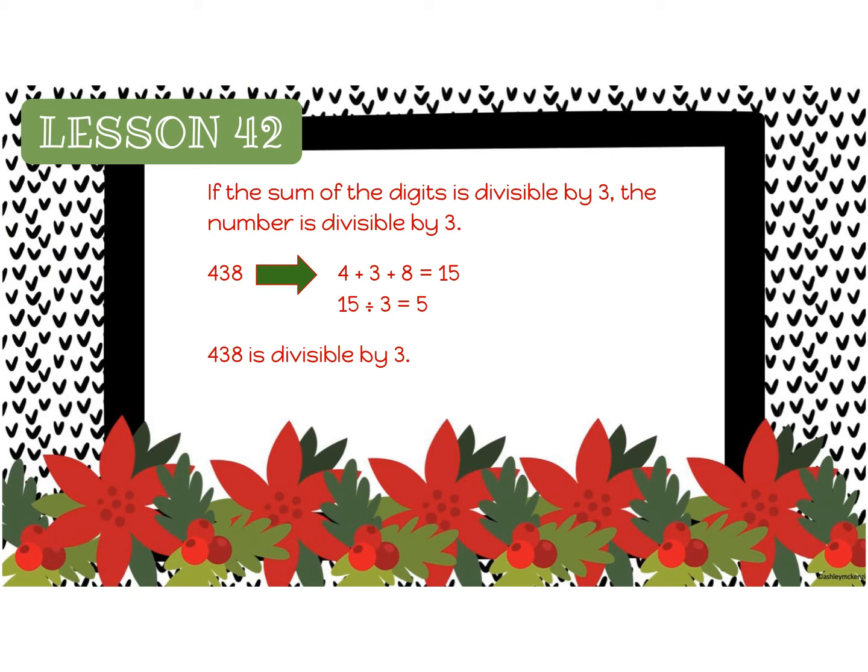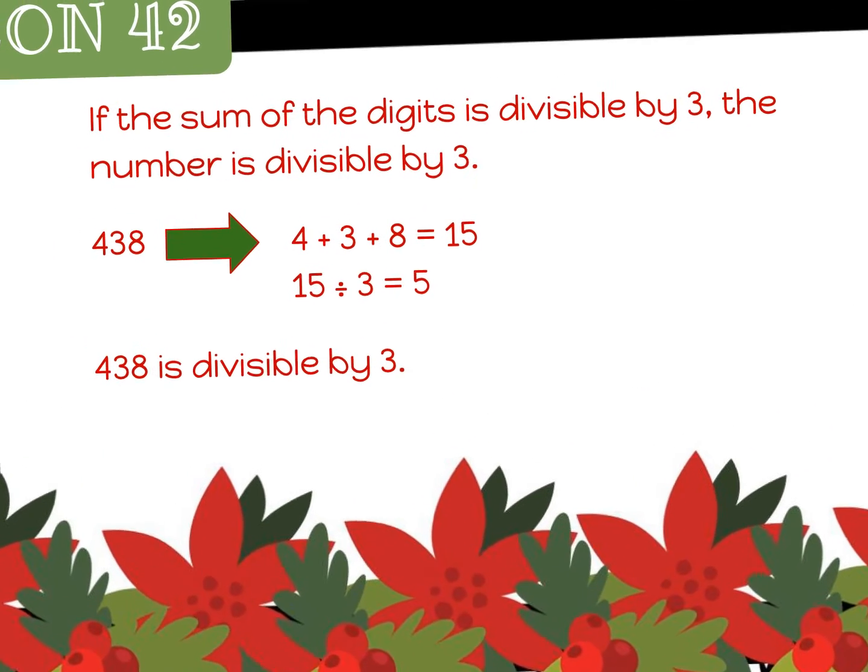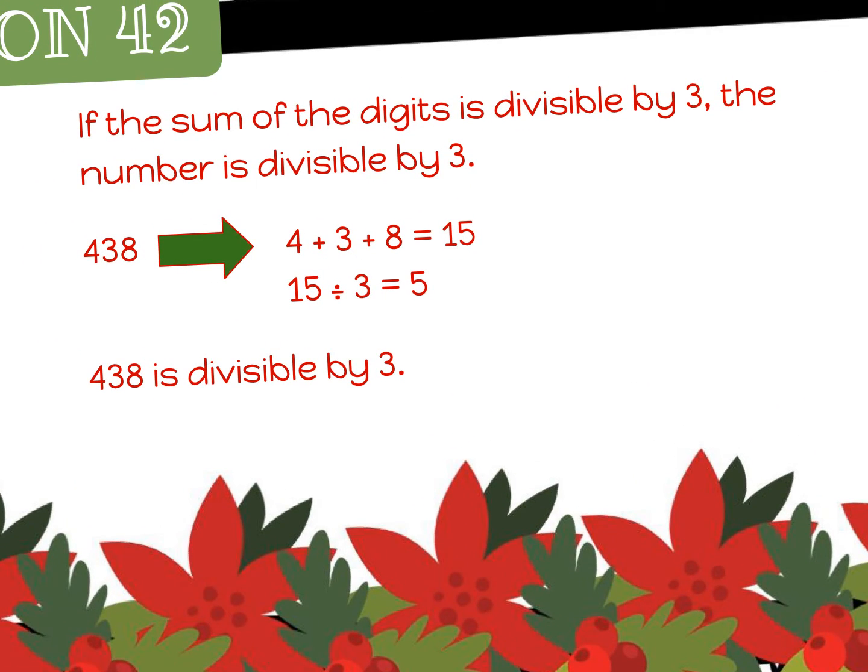Yes. Okay, so let's look at some other problems. It says if the sum of the digits is divisible by 3, the number itself is divisible by 3. So we're breaking up 438. This is a bigger number than what we've seen. That means you're doing 4 plus 3 plus 8, which is 15. Is 15 divisible by 3? Yes. So that means 438 can also be divided by 3.